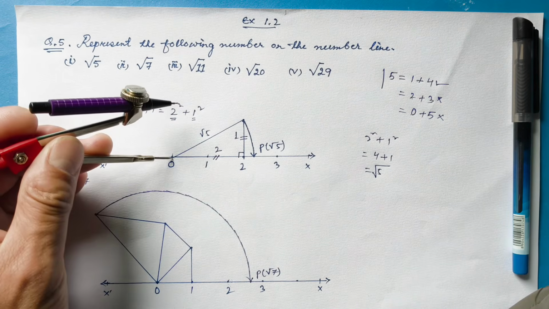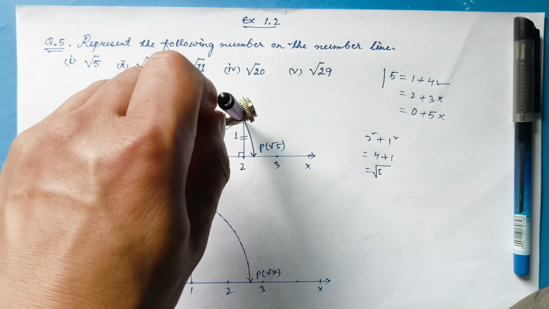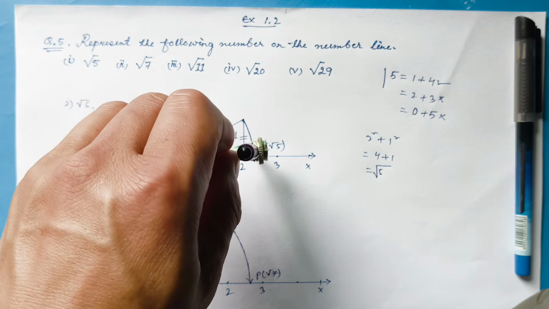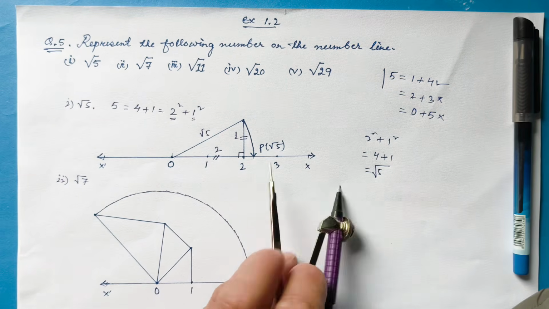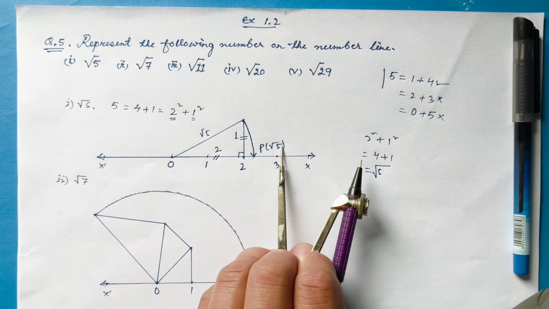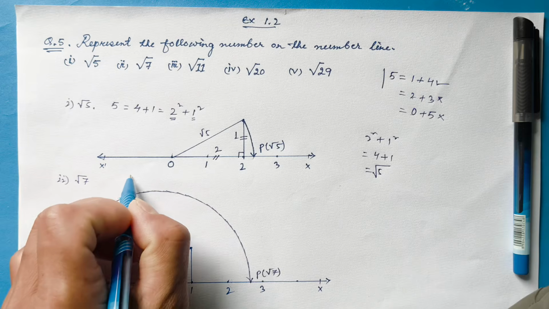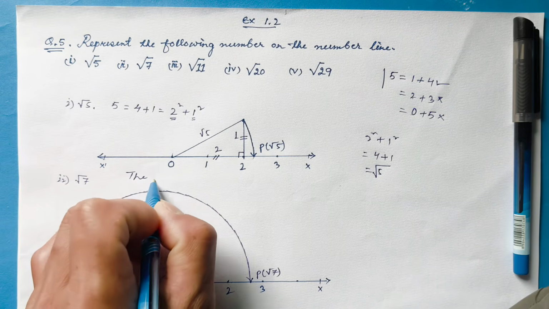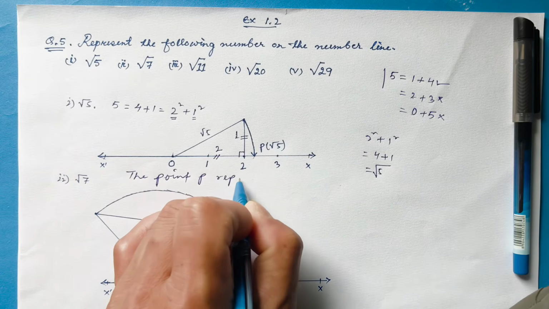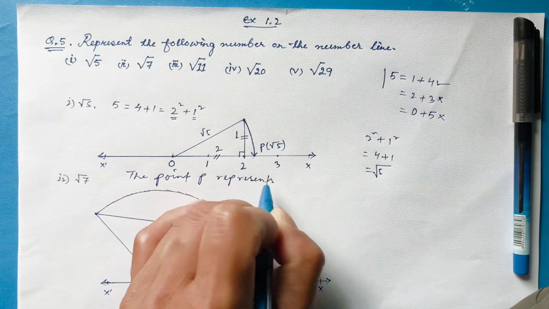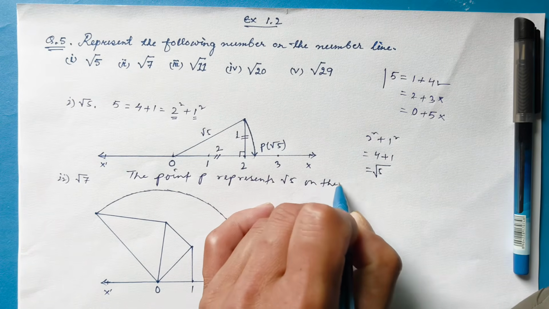Now, with center O and radius root 5, let us draw an arc which intersects the number line at the point P. This P represents root 5 on the number line. We can write here: the point P represents root 5 on the number line.